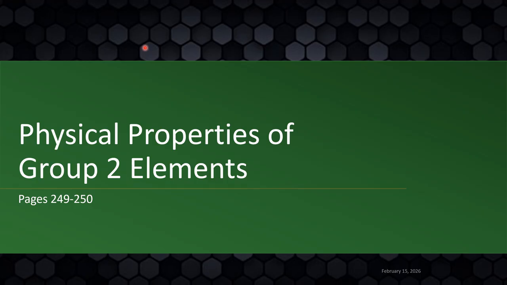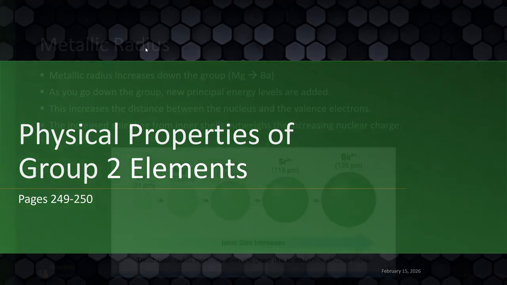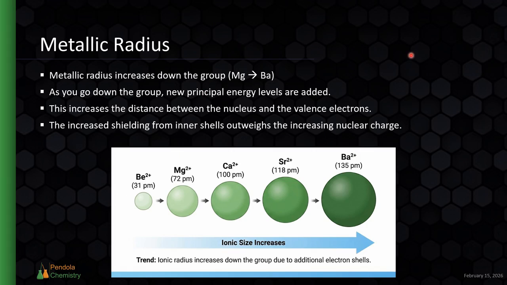So let's go back a little bit and look at essentially what is chapters 1 and 2, with things like metallic radius. When we look at the metallic radius of the group 2 ions, whenever we are working with group 2 elements, they're going to be in one of two forms. They're either going to be in their metallic form when they're the element by itself. So things like magnesium solid, calcium solid, beryllium solid. These are going to be in their metallic state.